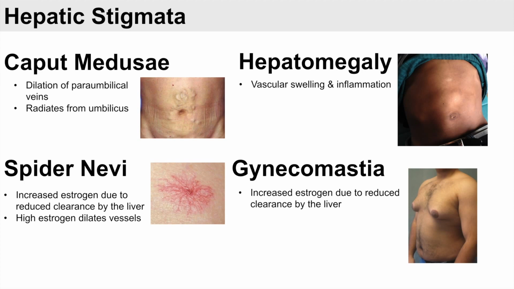And this leads to another stigmata of liver disease, and that is gynecomastia. It's enlarged breast tissue in males, and this is again due to increased estrogen, due to reduced clearance of estrogen by the liver.